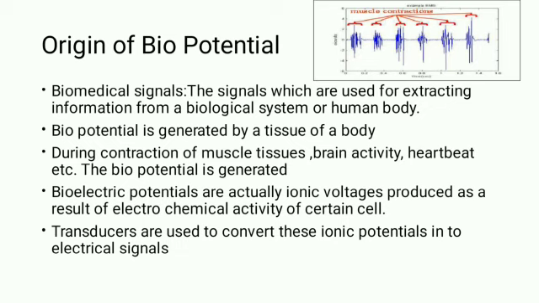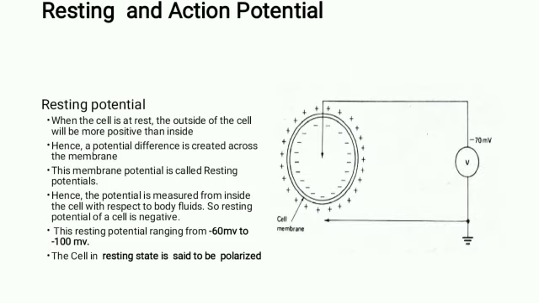Biomedical signal means the signal which is used for extracting information from a biological system or human body. This biopotential is generated by a tissue of a body. During the contractions of muscles, brain activity, heartbeat, the biopotentials are generated. The biopotential is actually ionic voltage produced as a result of electrochemical activity of certain cells. Resting and action potential. Resting potential.